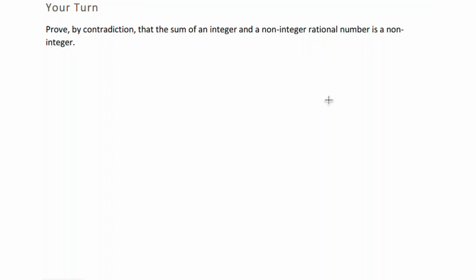Prove by contradiction that the sum of an integer and a non-integer rational number is a non-integer. Because it's by contradiction, we start by supposing the negation.